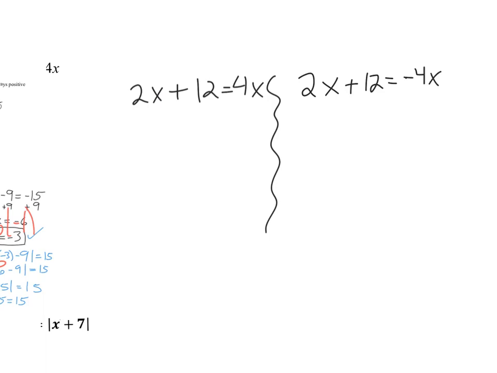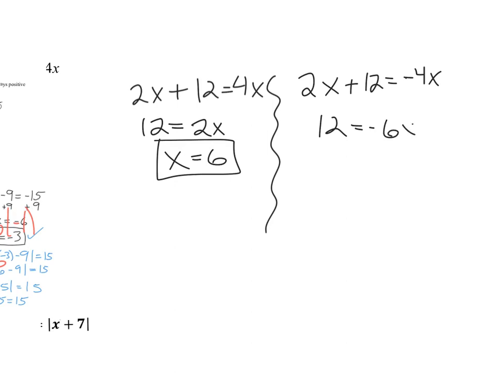Okay, so with that being said, we're going to go ahead and start solving. I subtract 2x to the other side, and I got 12 is equal to 2x. X is going to equal 6. So that one works out. Then on the other side, I'm going to subtract 2x to the other side. I got 12 is equal to -6x. And that's going to give me x is equal to, I believe, -2.